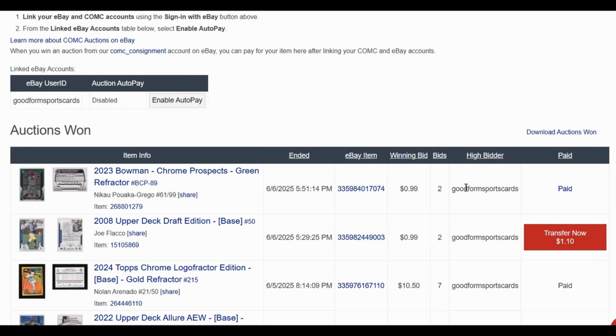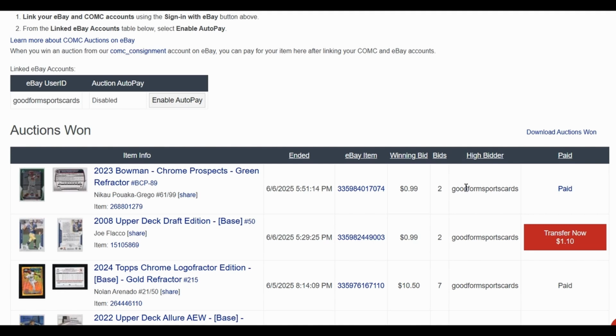Now it's marked paid and it is going to go into my vault. So I can immediately flip that card here within the vault, although I won it through an eBay auction, which is pretty cool. So that's a card I never have to touch. I can pay for it with credit. I don't have to pay for it with money. I don't have to pay shipping. I don't have to do anything.